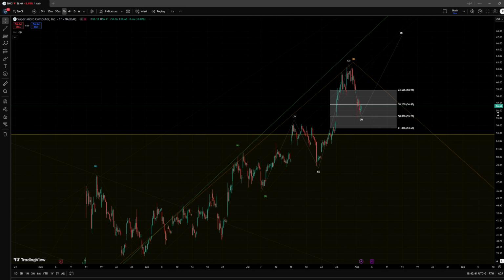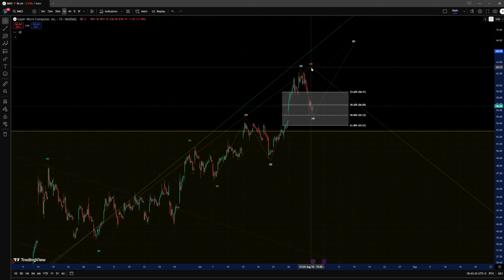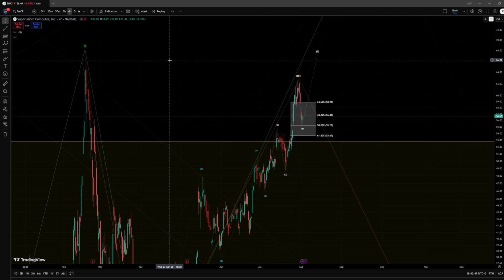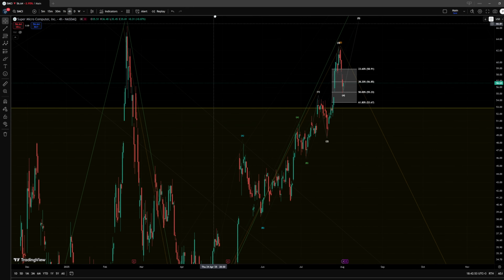So yeah, this is what we have at the moment. There is still the risk that we just stopped in the wave 2 in orange here, and it will continue to be a risk until we actually break above the $66.3 level.